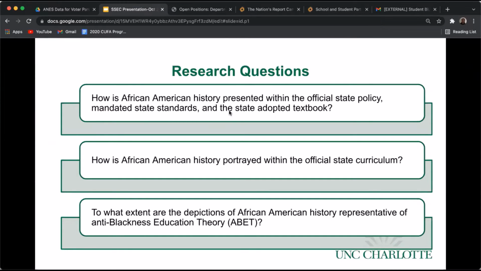Anti-Blackness education theory is a hybrid theory that is developed to examine the use of language in describing the experiences of African Americans in the standards and in the state adopted textbook, using tenets and attributes of CRT, critical race theory, and Black critical theory, or BlackCrit.